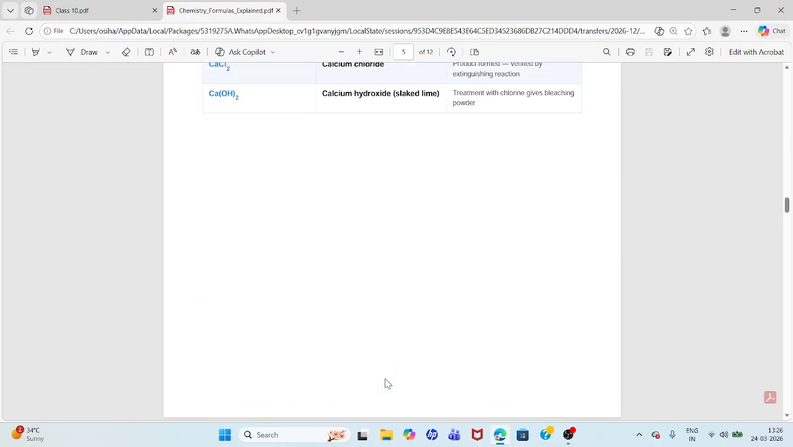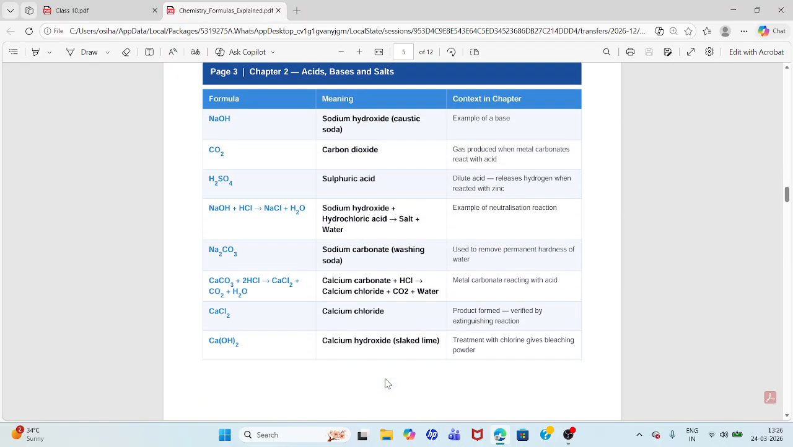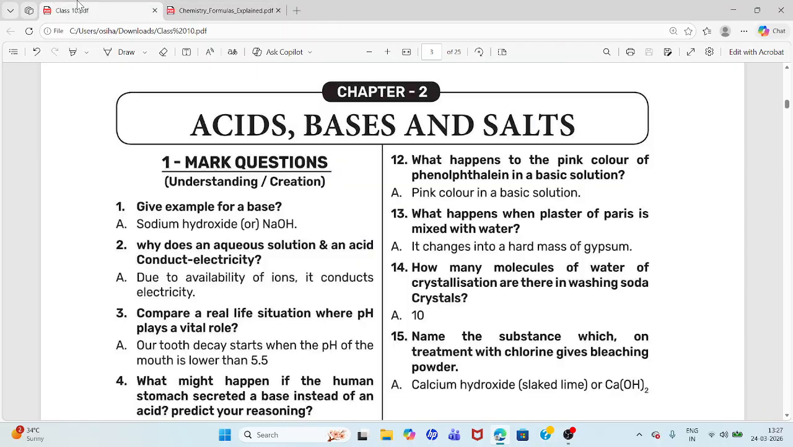Now we are going to learn 1 mark questions, 2 mark questions and 4 mark questions. We are going to learn 15 1 mark questions, 7 2 mark questions and again 7 4 mark questions. So let's start. 1 mark questions. First question: give an example for a base. Answer: sodium hydroxide or NaOH. Both are the same, but this is the formula.